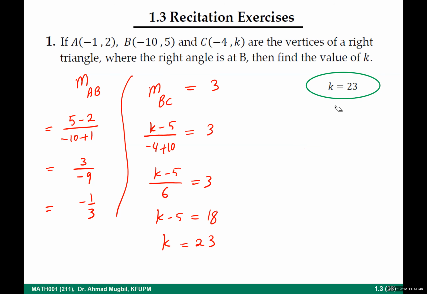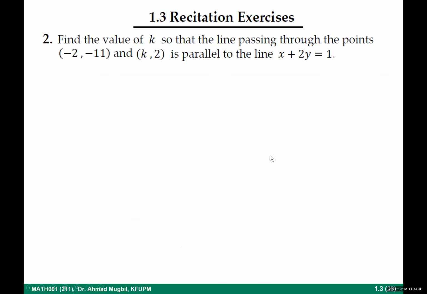You can use the method that I showed you at the beginning. You can use it. Why not? It is the same. Let's solve this, Shabab. Find the value of K so that the line passing through the points is parallel to that line.